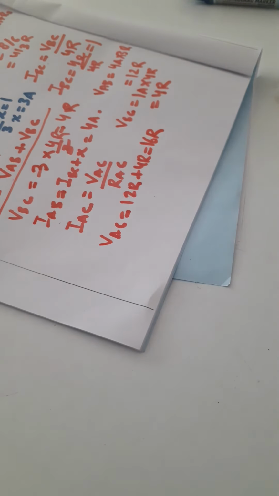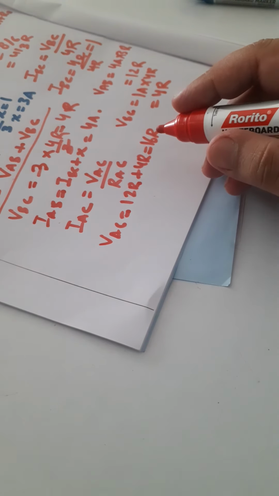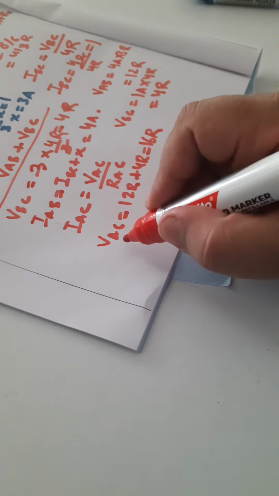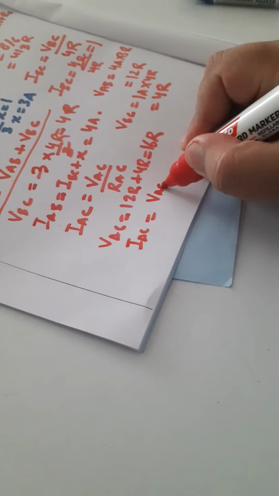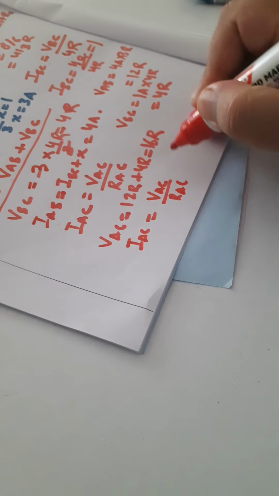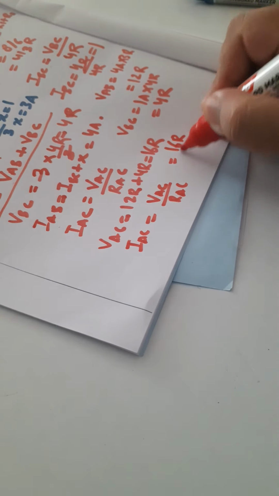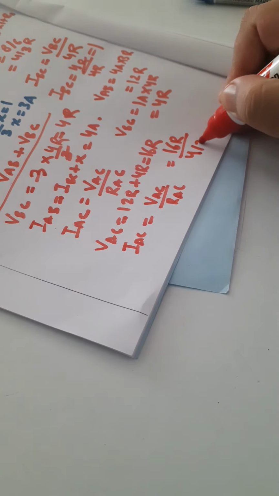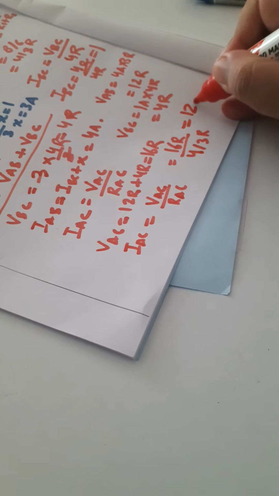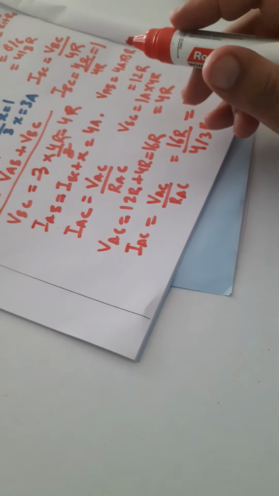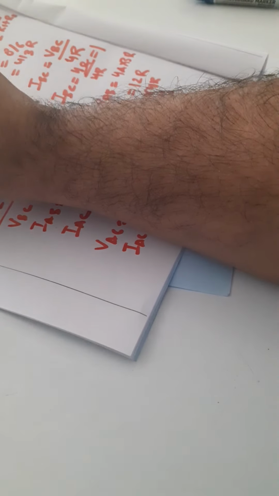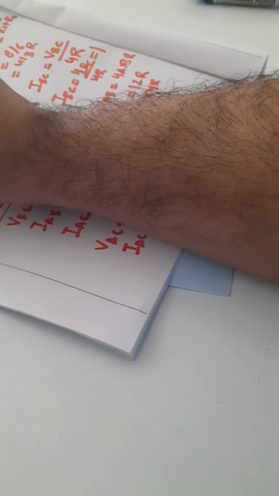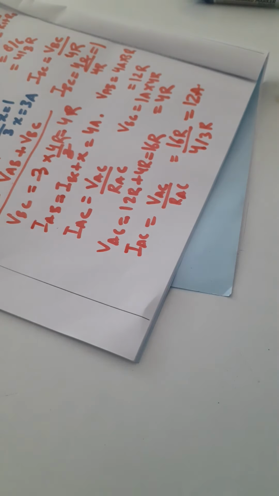Now what you need is the value of your IAC. IAC is your VAC divided by RAC. RAC is 4 by 3R, so this is 16R divided by 4 by 3R. So this is 12 amps. So you came to know that this IAC, the total current that is going, is 12 amps.